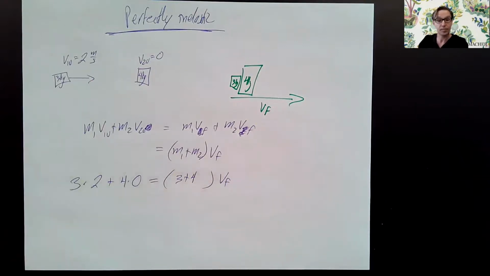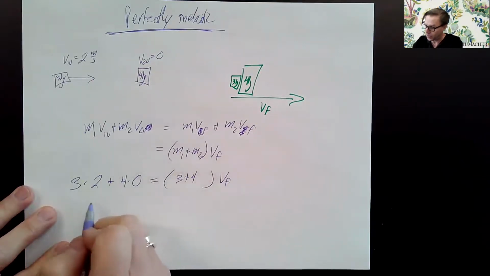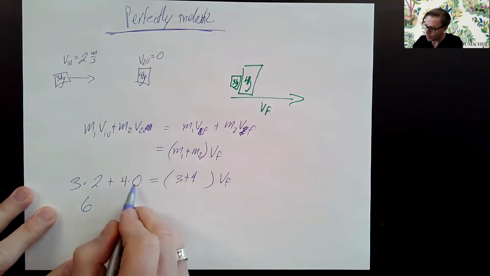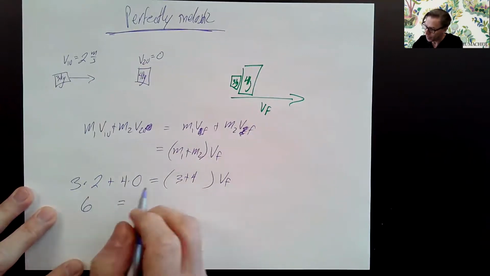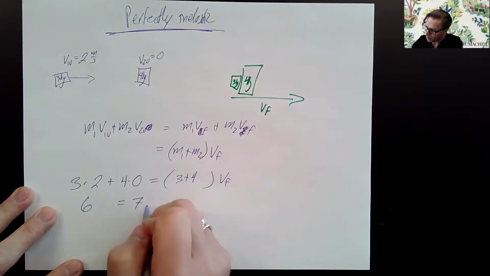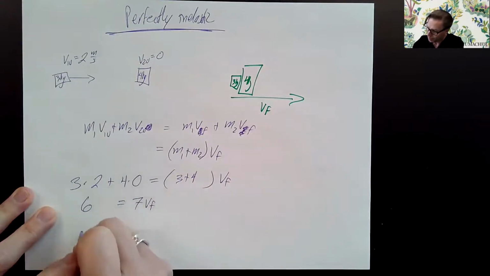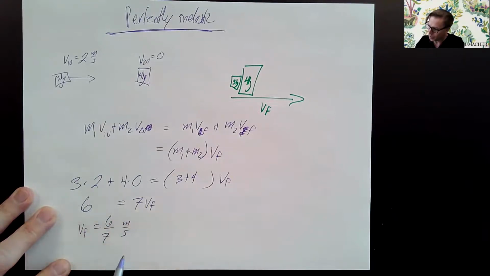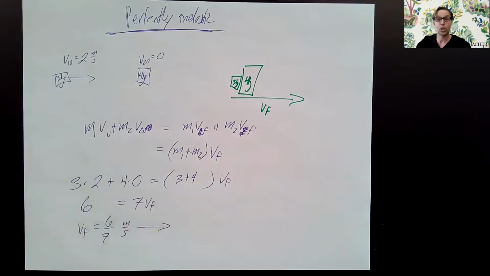Aha. 3 times 2 is 6 plus 0, still 6, equals 7 V final. V final equals 6/7 meters per second. It's positive, so that means to the right. Do you see it? If you don't see it, be sure to ask a question.